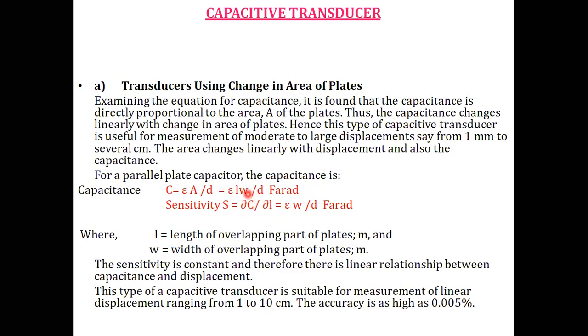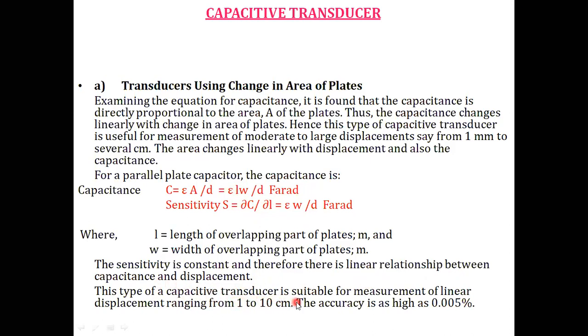That is given by here. Here dou L is there. Therefore, that equation is going to be converted to epsilon W by D. This is the sensitivity equation. Any equation can be converted, and the sensitivity of the transducer can be identified like this, that is dou C by dou L. The sensitivity is constant, and therefore there is a linear relationship between the capacitance and displacement.